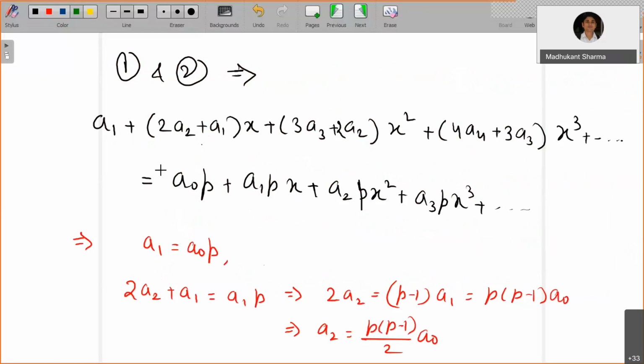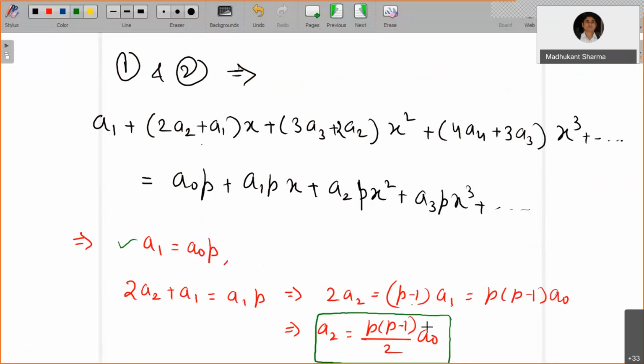So a1 equals a naught p, that's the constant term. Now the coefficient of x: 2a2 plus a1 equals a1 p. So this implies 2a2 equals a1 times p minus 1, because a1 p minus a1 is a1 times p minus 1. Now a2 equals p minus 1 times a1 by 2. And a1 is a naught p, so you replace it everywhere. What you will get from here is a2 equals p times p minus 1 by 2 times a naught.